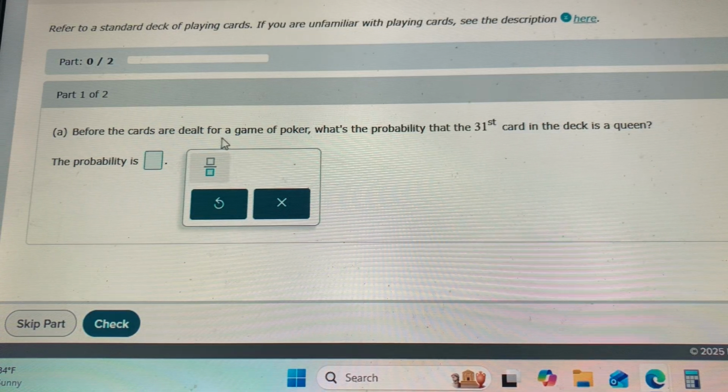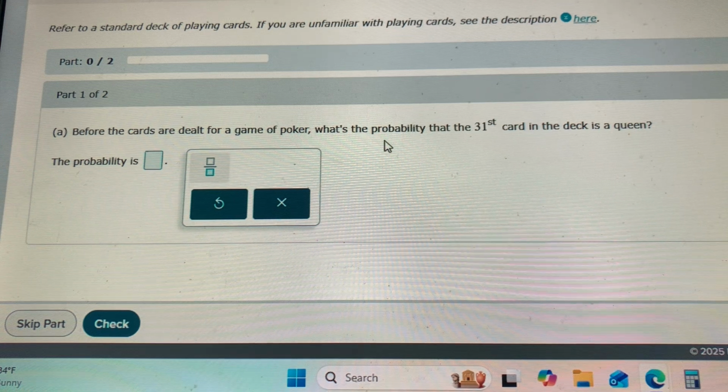Before cards are dealt for a game of poker, what is the probability that the 31st card in the deck is a queen? It really doesn't matter which card down it is. All 52 cards could be any of the 52. So it could be the first card or the 31st card. Before you deal them, it doesn't matter. If you've already dealt some, it matters, but if you haven't dealt the cards at all, the order of the entire pile does not matter. That's why we shuffle it first.